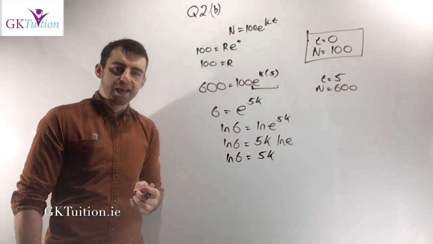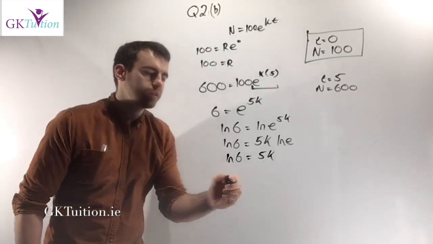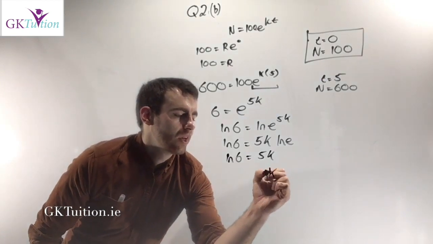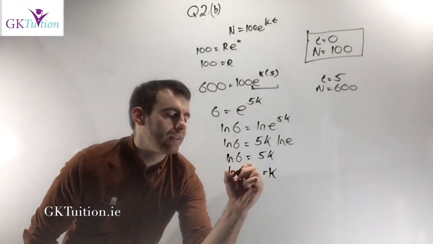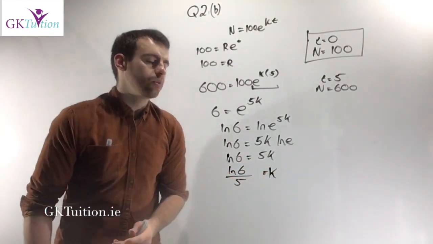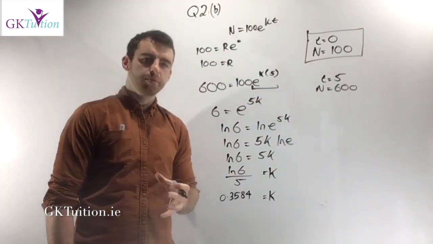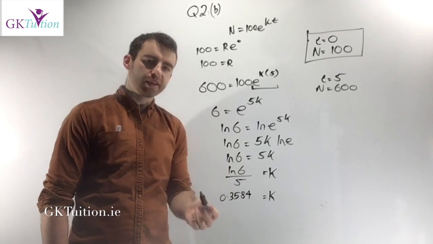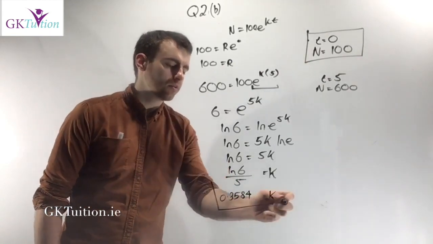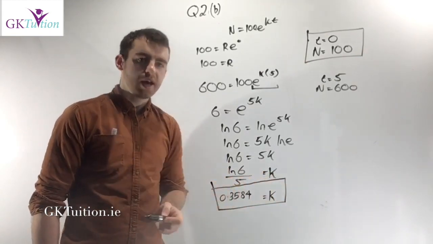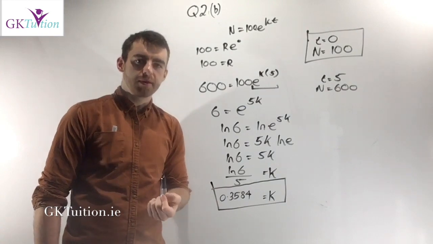And in order to get k on its own, I will divide both sides by 5. And I can just say here that k is equal to ln 6 over 5. I'm just going to plug this into my calculator and get my final answer for k. When you plug it into your calculator to 4 decimal places, your answer should work out as 0.3584. And that gives you the full marks for part B.